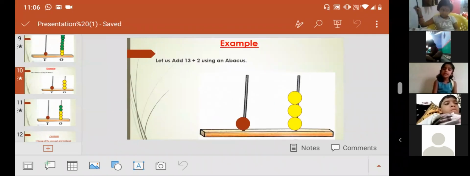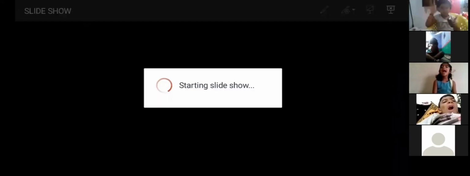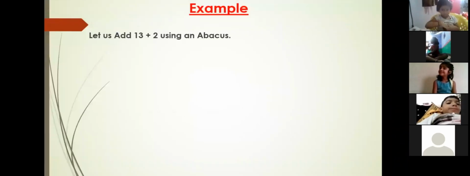Here you see, let us add 13 plus 2 using an abacus. 13 plus 2. 13 is a 2-digit number. Plus 2. 2 is a 1-digit number. Now how to put the beads? Let us see.